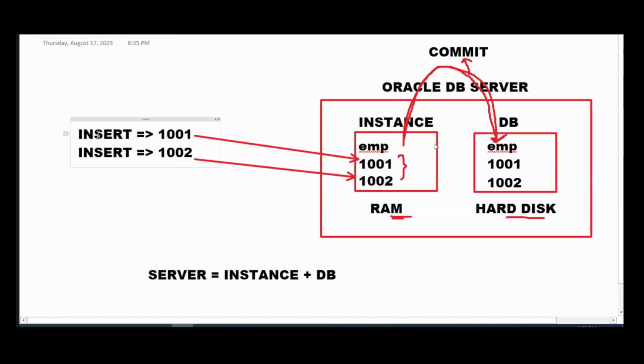So here we are inserting the record. When we insert the record, that record will be directly inserted into the RAM in the instance. The records which are inserted in the RAM, I want to move to the hard disk. The records which are in the instance, I want to move to the database. To move the data from instance to database, we are using the command commit. When this commit command is executed, the data in the instance will be moved to the database.